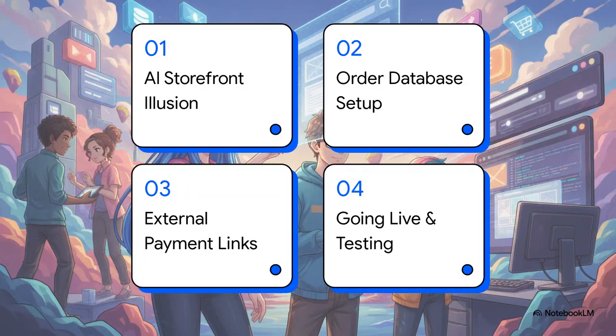Here's our roadmap for today. First, we'll look at the AI storefront illusion. Second, connecting the order database. Third, linking external payment buttons. And finally, going live and testing.